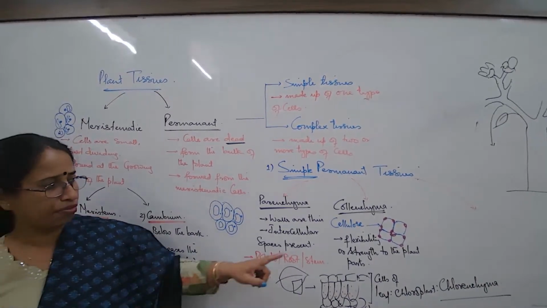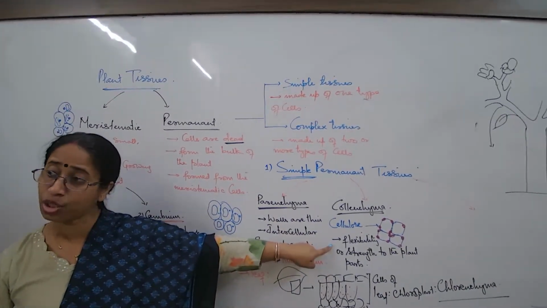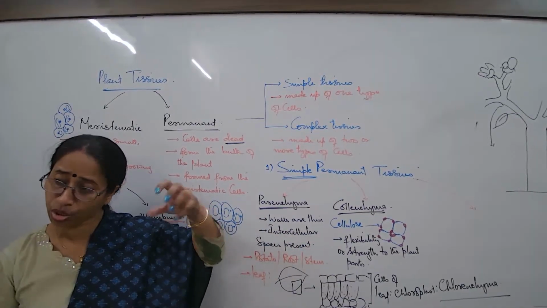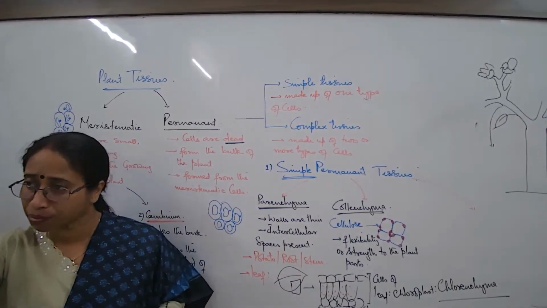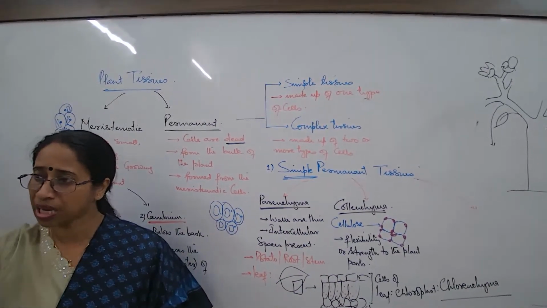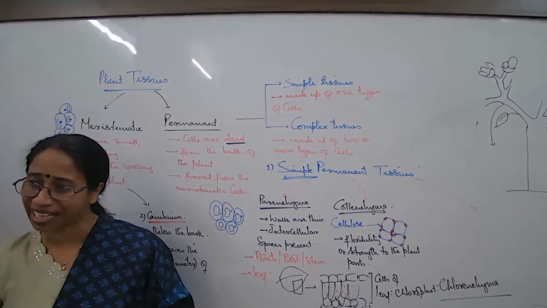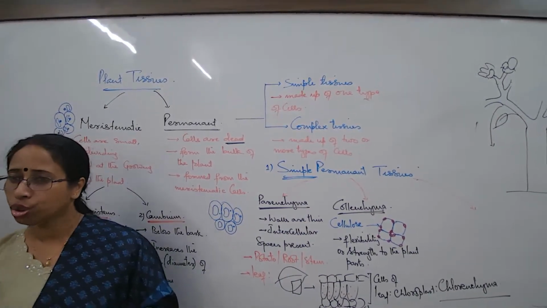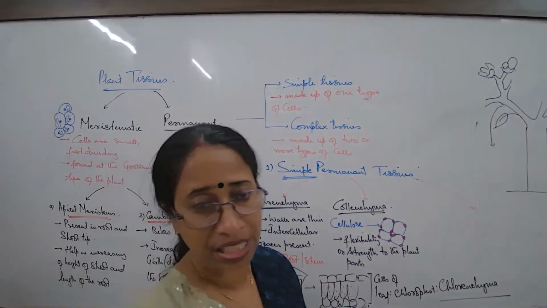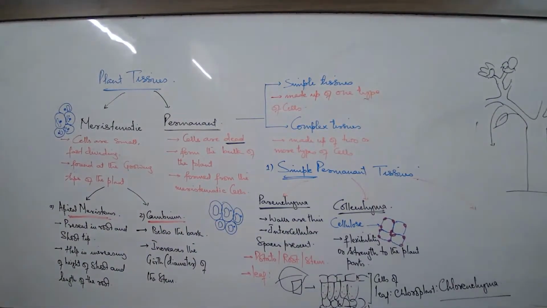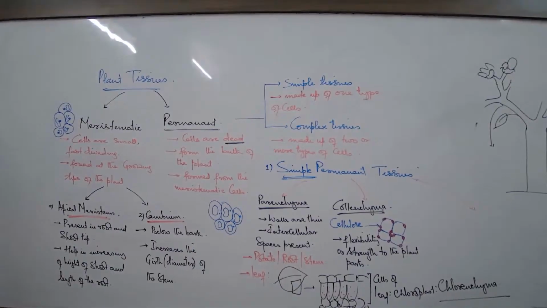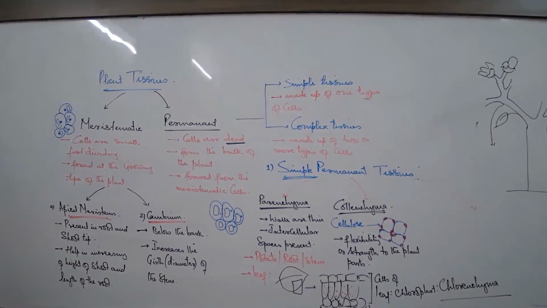So which type of tissue gives flexibility to the plant parts, so that you can pull the stem or branch, it bends, and again it reverts back? Immediately they will not crack and break. This is known as the flexibility of the plant parts. So what type of tissue gives flexibility to the plant parts? Collenchyma.